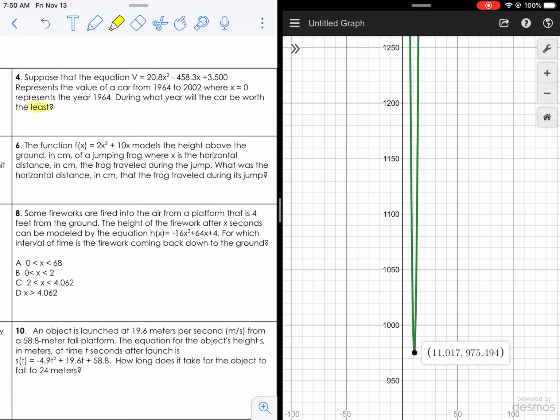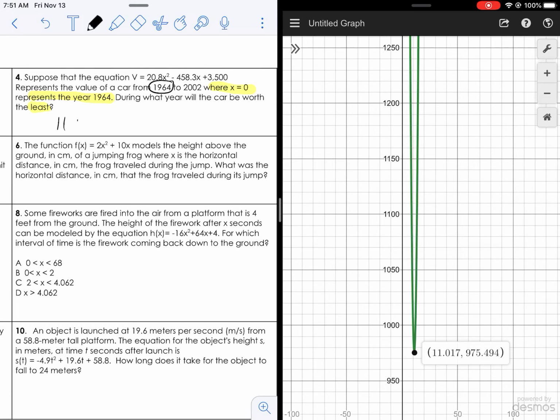Okay, so that minimum happens at 975. So our x value says x represents the year, so that's after 11 years, it's at its lowest value. But the key here is it says in what year, okay? And we didn't start at year 0, our 0 year was 1964. So that means 11 years after 1964, the car was at its lowest value.